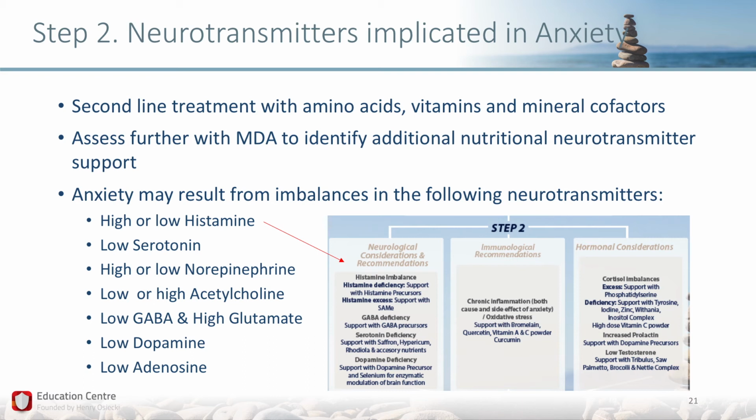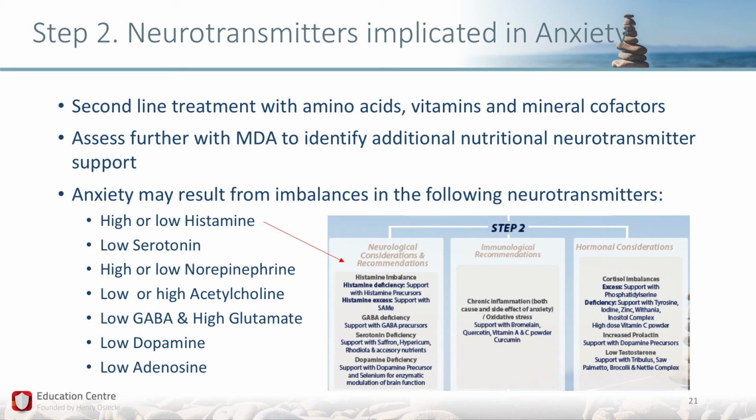And really, anxiety, the high or low histamines, serotonin, norepinephrine, acetylcholine, glutamates, dopamine, adenosine, all these neurotransmitters can be dysfunctional, and all require specific nutrient support. And this is where you can get further and more long-term results by replacing these nutrients, providing these building blocks, the cofactors for these neurotransmitters, and essentially getting more sustained long-term benefit.